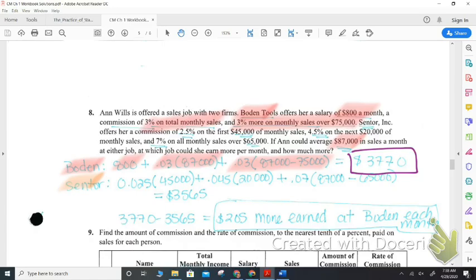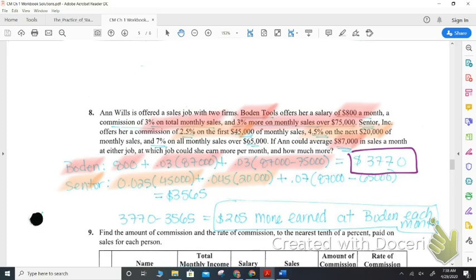Now the other company she's considering is Centaur, and there she makes just commission. So she gets 2.5% on the first $45,000 worth of monthly sales. So that's this part of our problem here. And then the next $20,000 worth of sales that she makes, she gets 4.5% of that.